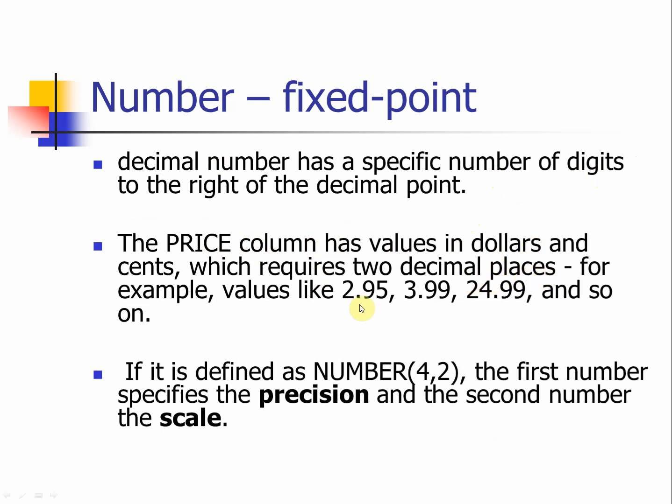For example, if we have values like 2.95, 3.99, 24.99, to hold this kind of data, using 24.99 because it is the largest value that we need to hold, we need to hold 4 digits in total. So the precision is 4. And since there are 2 digits to the right of the decimal, the scale is 2. And therefore, 4 and 2 is going to be the right number to hold the values that we are looking at.